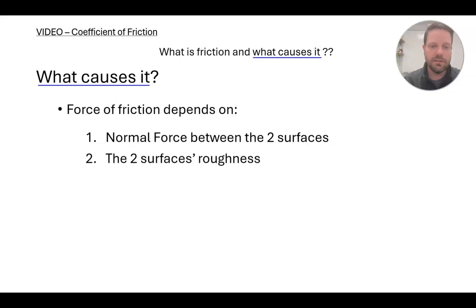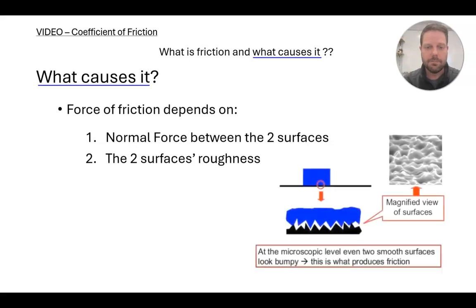And then the other thing would be the texture of the surface, how rough it is. And that would be between the two objects, so both objects matter there. So if you think about it, when we have some block on a surface like this, and I were to zoom in on that, down to the microscopic level, even smooth surfaces are going to look bumpy, right? And it's this interlocking and interaction between the bumpiness of the two surfaces that generates the friction that we can measure.